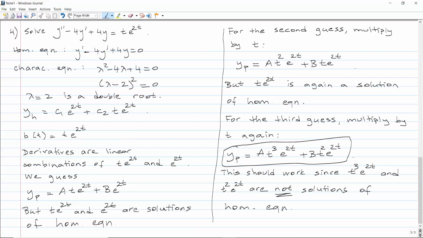You just take derivatives, you combine like terms, and you plug it into the differential equation, you compute the left side, and then make it equal to the right side, t times e to the 2t. Using the coefficients, you get your equations for a and b, and then solve them to find a and b. So let's do this computation.